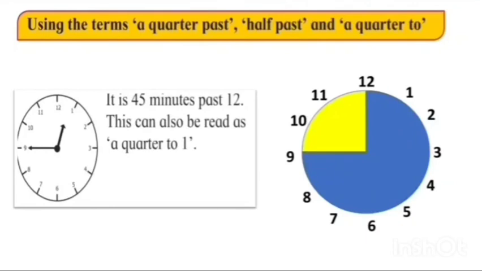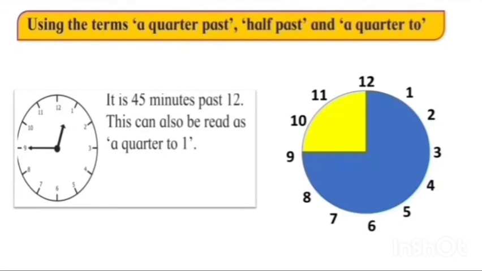It is 45 minutes past 12. This can be also read as a quarter to 1. Now minute hand is at 9 and hour hand is between 12 and 1. So, the timing is 45 minutes past 12. This can be read as quarter to 1.